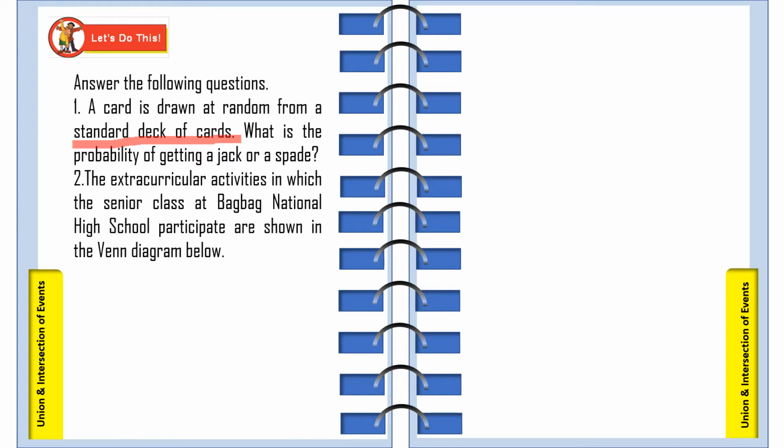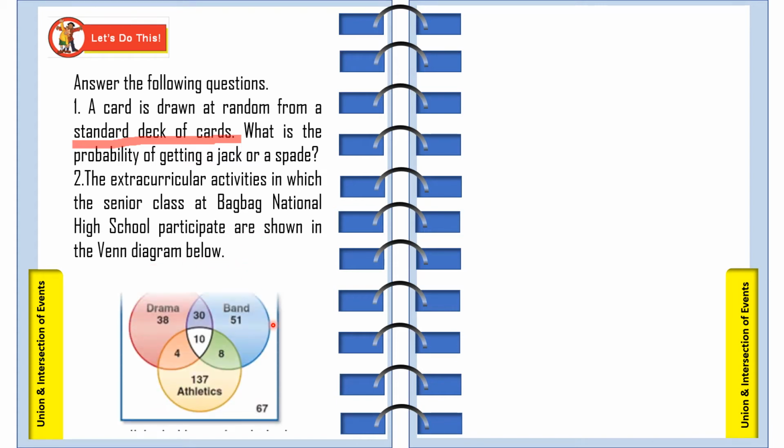And then next question is: the extracurricular activities in which the senior class of Bagbag National High School participate are shown in the Venn diagram below. So ito example ng ating Venn diagram. Overlapping circles ito. Okay? So you have here drama, band, athletics, and then we have a total sample space dito. Ayan. And then meron numbers sa labas, 67. Tapos may mga numbers sa loob. Mamaya explain ko kung ano ibig sabihin ng mga yan.